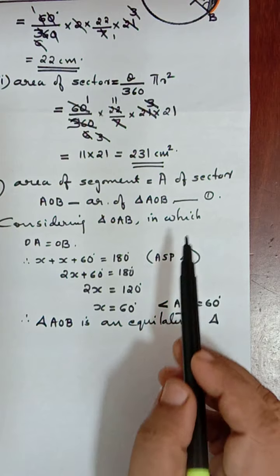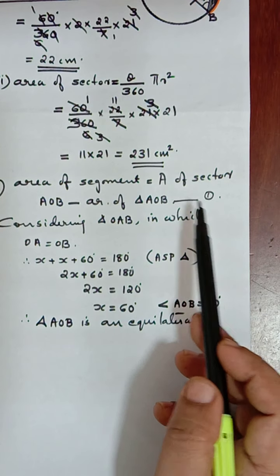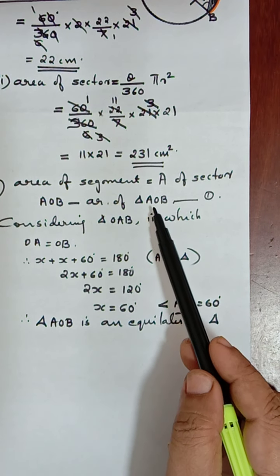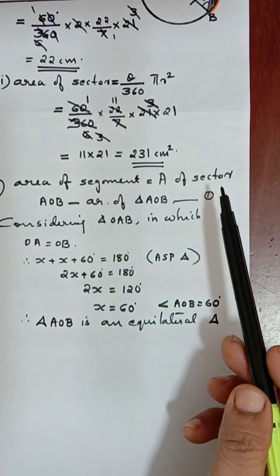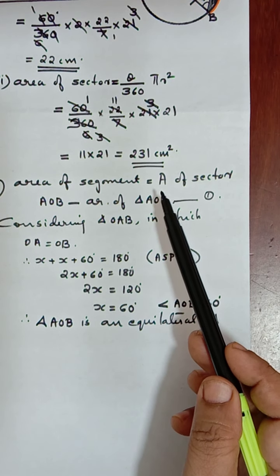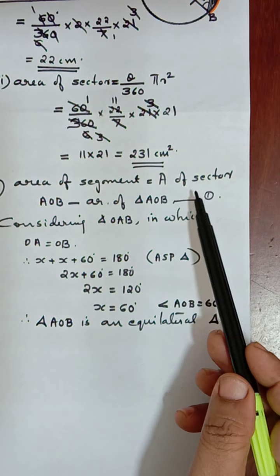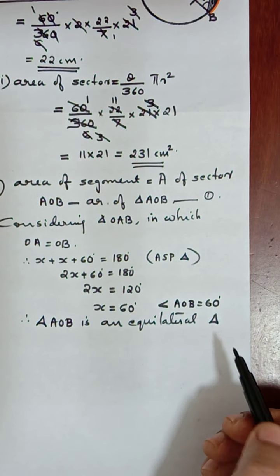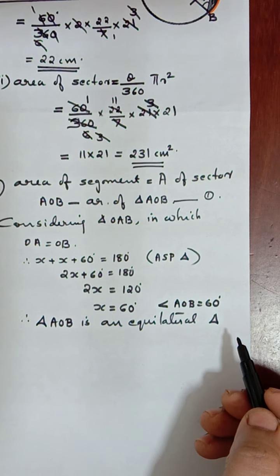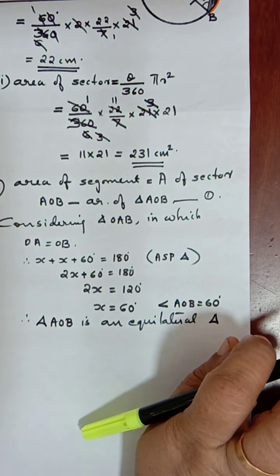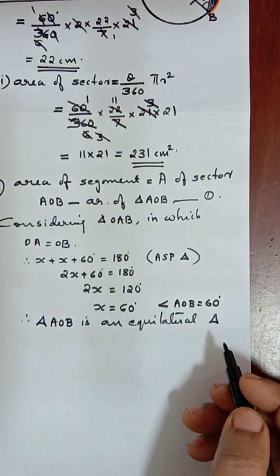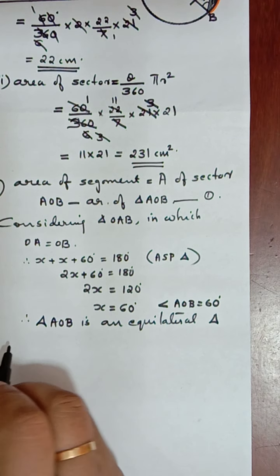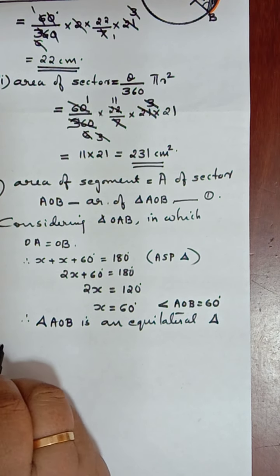Now in the first equation you have to substitute the area of sector AOB as well as the area of triangle AOB. Sector AOB, we have already found out, is 231. The triangle is also an equilateral triangle, so here you have to use the area of equilateral triangle formula. What is that? Do you remember? Root 3 by 4 a square. So we are going to substitute in the formula.